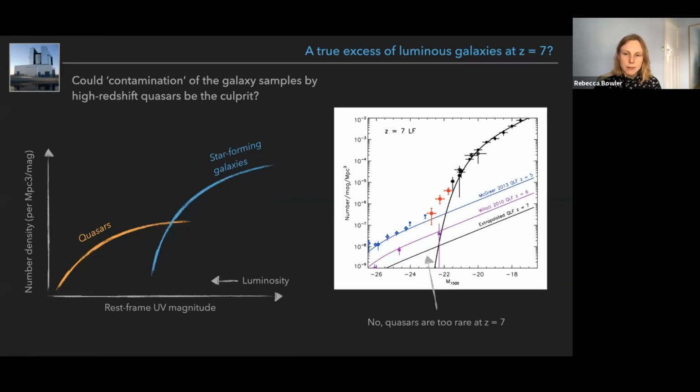The other thing we wanted to check was whether this excess in sources could be due to contamination. Now, I'm not talking about contamination from low redshift galaxies here, which would be a kind of incorrect redshift problem. I'm talking more about quasar contamination. So quasars at the same redshift in our sample.